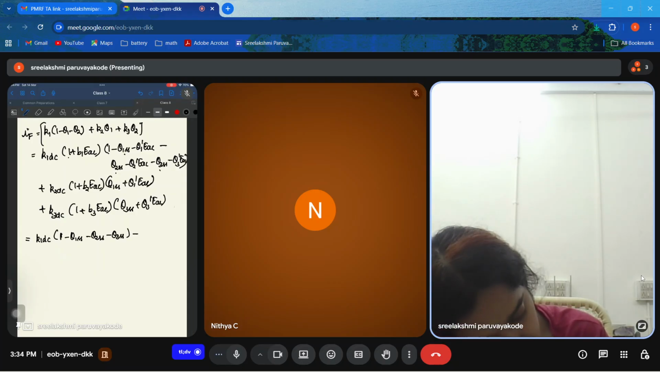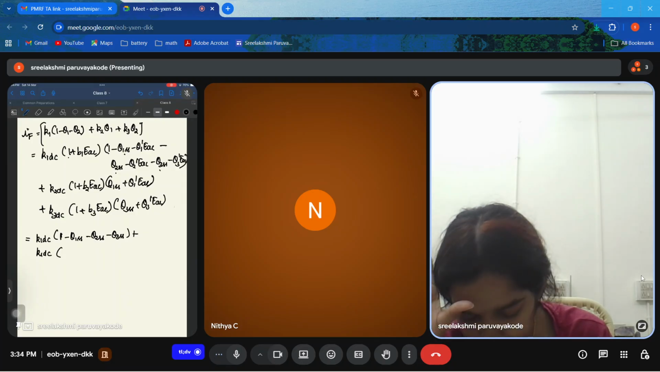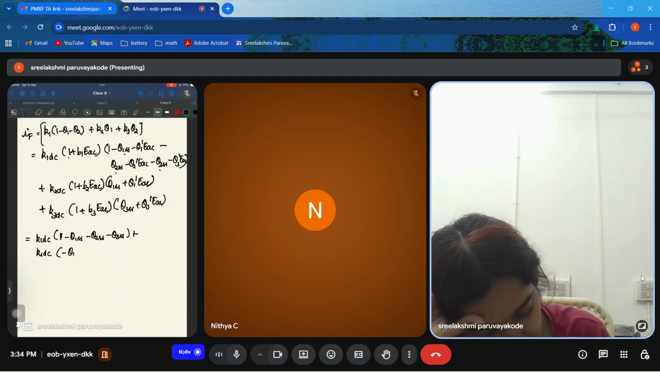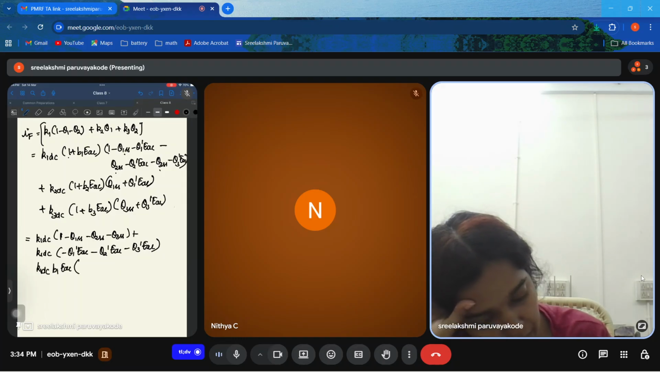Now the next term becomes the same K1 DC, multiplying it into 1 and into these terms which I have not considered, which are minus theta 1 dash EAC minus theta 2 dash EAC minus theta 3 dash EAC. Okay, now let me multiply K1 DC into V1 into EAC. I'm again multiplying with the constants here: 1 minus theta 1 SS minus theta 2 SS minus theta 3 SS.